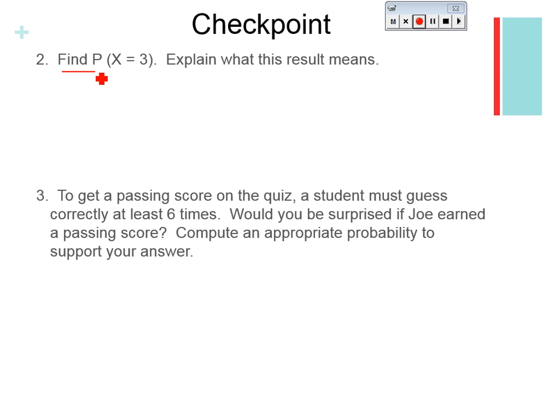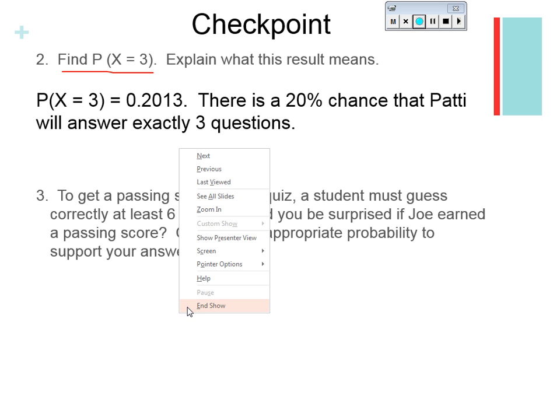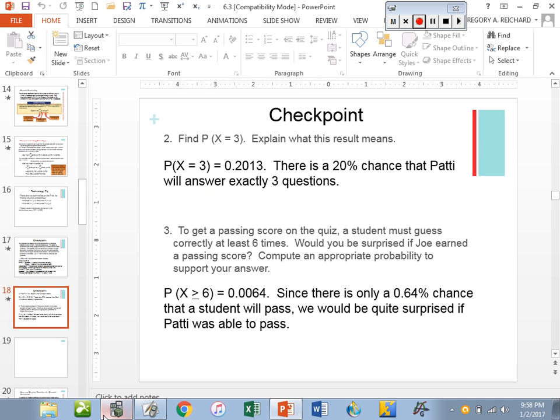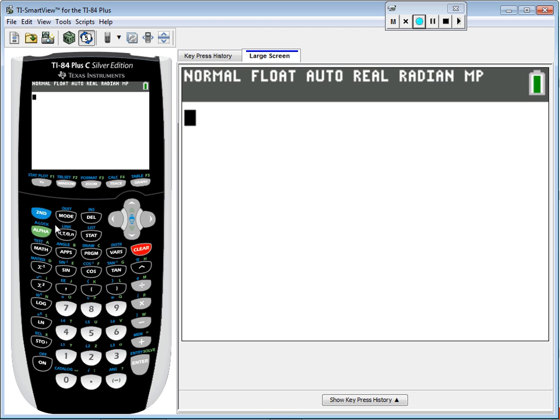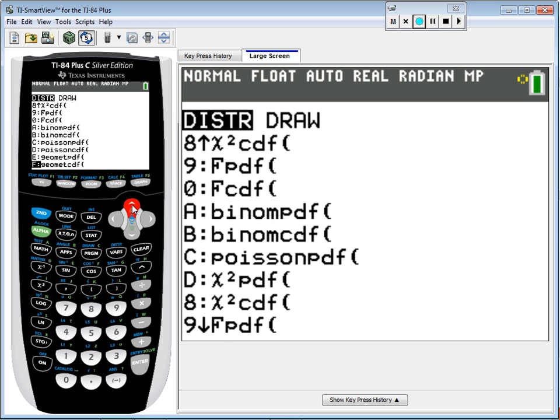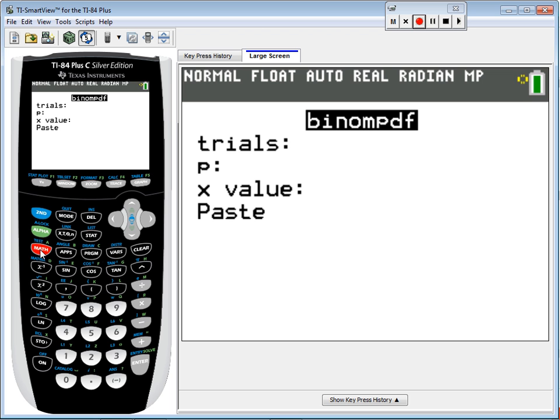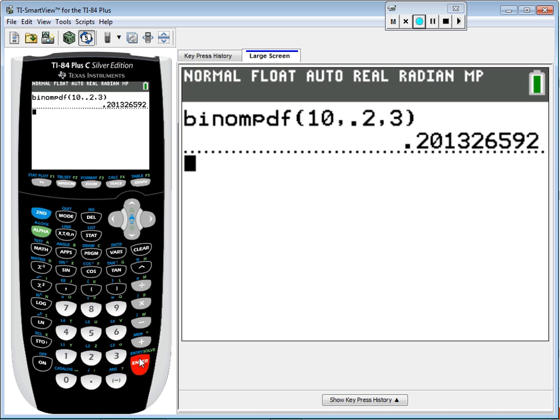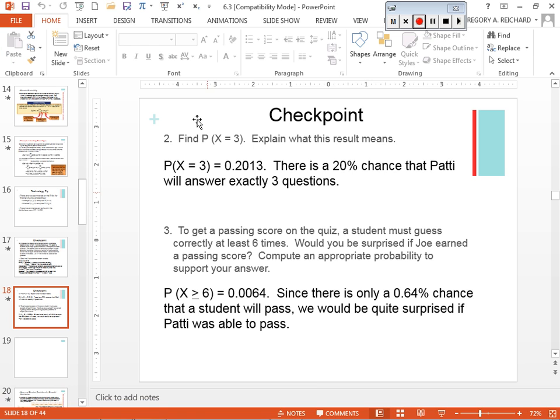So the first part of this says, what's the probability that X equals 3? In order to do this in the calculator, because it's a binomial PDF, I'm going to go to second vars again, use my up arrow key, and go to A. So the number of trials here is 10. The probability of success, if they're guessing, is 0.2, because you have a 1 out of 5 chance of guessing correctly. And the question says, what's the probability that they get 3 correct? So if I paste that in, there's the probability that you would get exactly 3 questions correct. So that's the first part of that question.